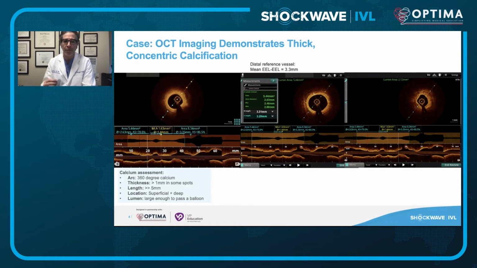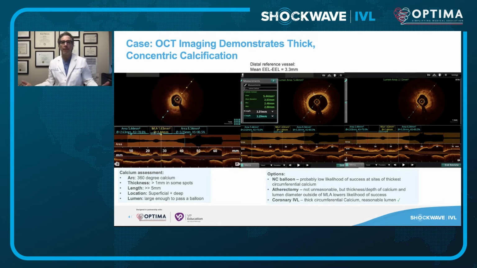The final piece of information is that the lumen is large enough to pass a balloon. So what are my options? My first option would be a non-compliant balloon, although I would argue that there's a low likelihood of success at the sites of thick circumferential calcification.